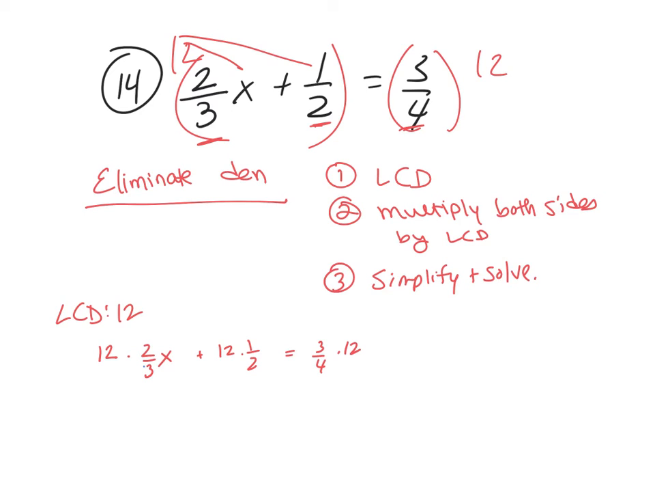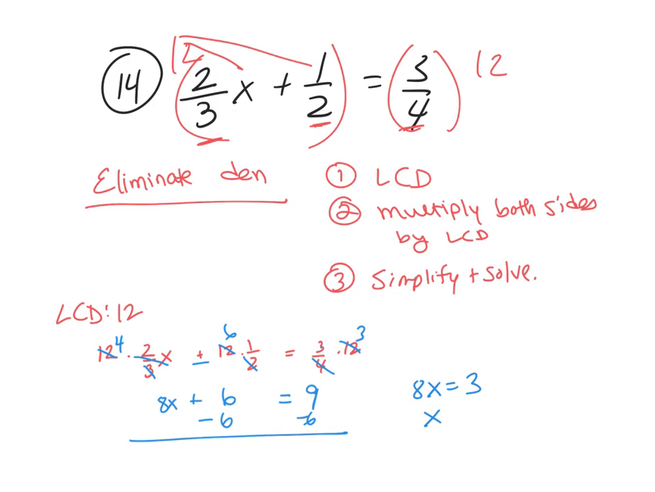Now watch what happens. 3 goes into 12 4 times. So you're left with 4 times 2x, and that's 8x. 2 goes into the 12 6 times, so you're left with plus 6. 4 goes into the 12 3 times, so you're left with 3 times 3, and that's 9. Oh my gosh, look how nice that is. The fractions are gone. So we subtract 6 from both sides, and we're left with 8x is equal to 3, and divide by 8, and x is 3/8. Again, pause this video, watch it again, make sure you're comfortable with this process.